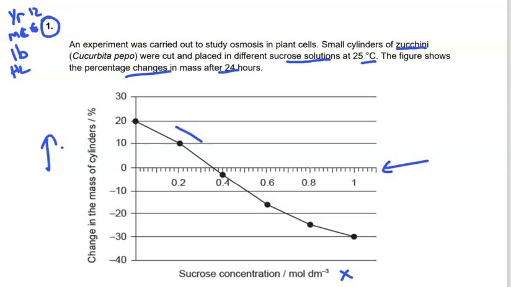Note the generally downward trend of the tissue, suggesting that these are increases in mass and these are decreases in mass on this side. From this point onward, they are decreases in mass. So it's always worthwhile analyzing the graphs before you approach the question. It allows you to interpret the question that much more readily.